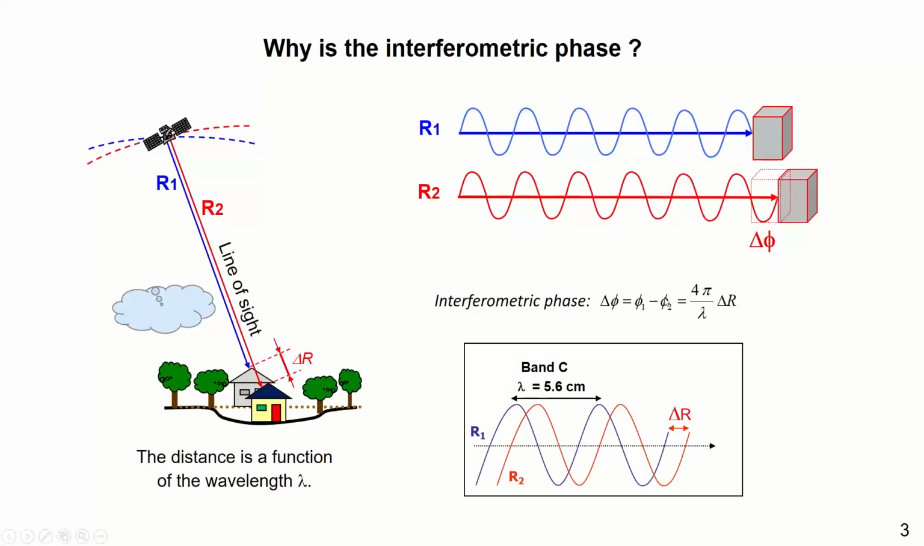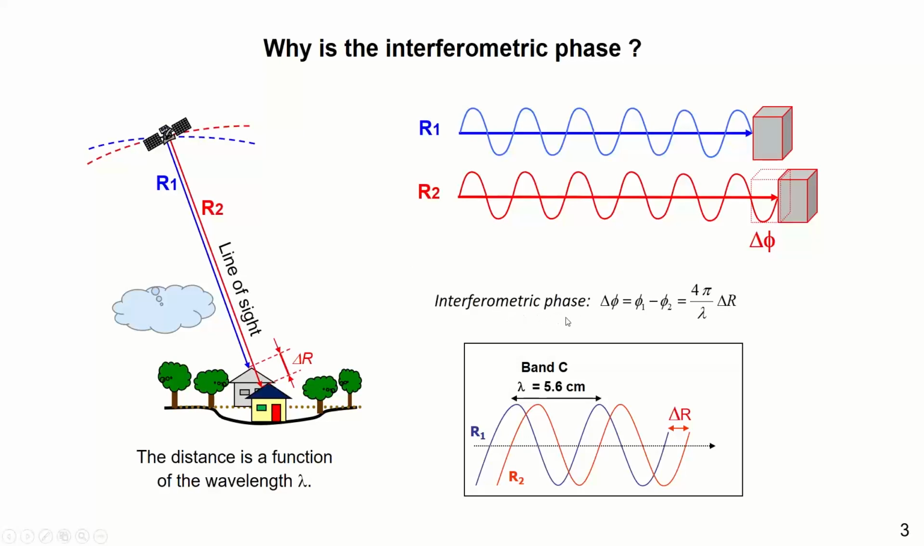Delta R can be converted directly to the phase difference, because one wavelength lambda corresponds to a phase cycle, either 2 pi or 360 degrees. We call this phase difference the interferometric phase. With a wavelength of about 5.6 centimeters in C-band, the interferometric phase is extremely sensitive to any displacement on the Earth surface. The image containing that phase information we call an interferogram.